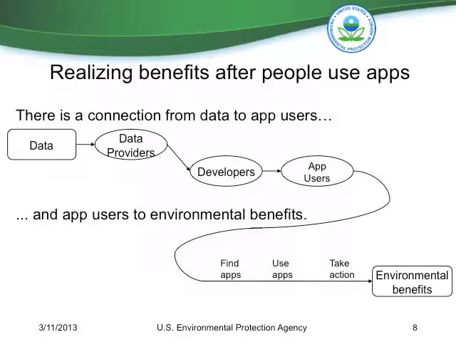And similarly, after you have that earlier chain we just looked at, in order to realize the benefits of having these apps, you have to make sure that people are aware of them, they use them, and they actually take some kind of action to protect the environment. So this is a logic model that shows the value chain from going from data to environmental benefits. It's where you realize the real value of data.